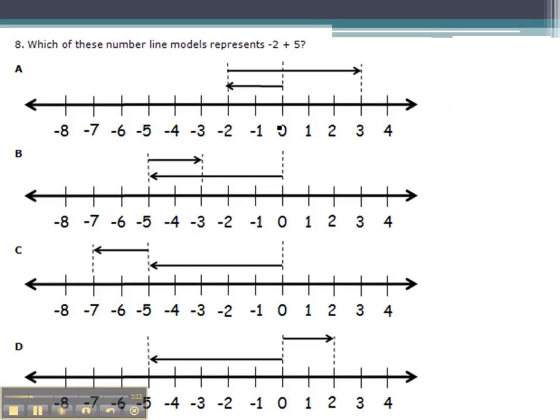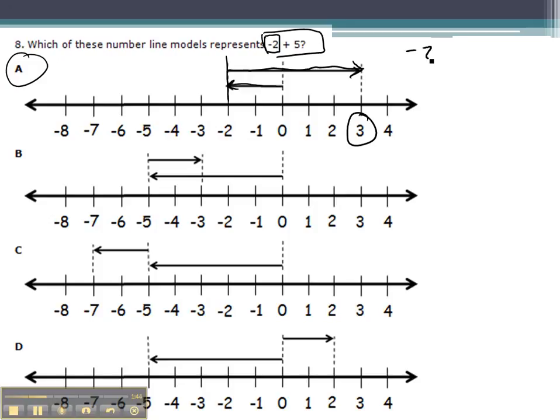Number 8, which of these number line models represents this equation, -2 plus 5? So we always start at the origin, and then we go the direction of this first integer, so it's -2, so we're starting at 0 and going 2 to the left, and then from where that leaves off we add the 5, so we go 5 to the right from that point. 1, 2, 3, 4, 5, and so the answer is actually the very first one, answer choice A.